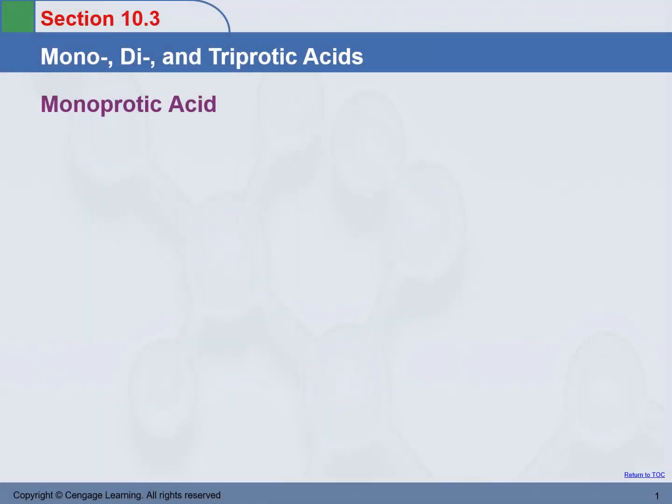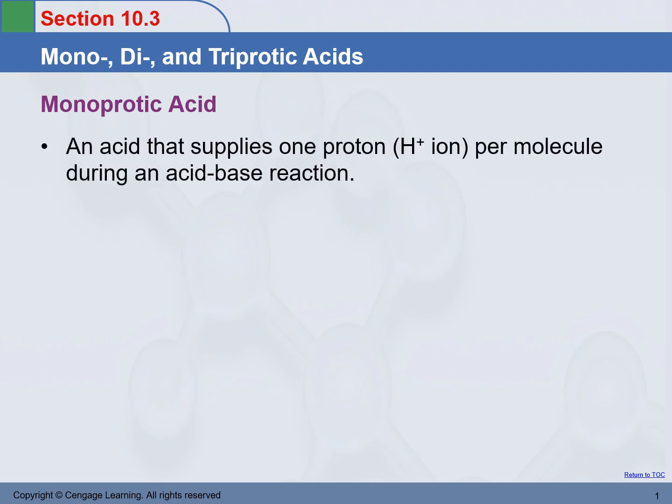Now we have learned that acids are proton donors. When they are dissolved in water, they will donate protons to water. Well, it depends on how many protons each molecule of the acid can donate. An acid can be classified as a mono-, di-, or triprotic acid. A monoprotic acid is an acid that provides only one proton per molecule in an acid-base reaction.